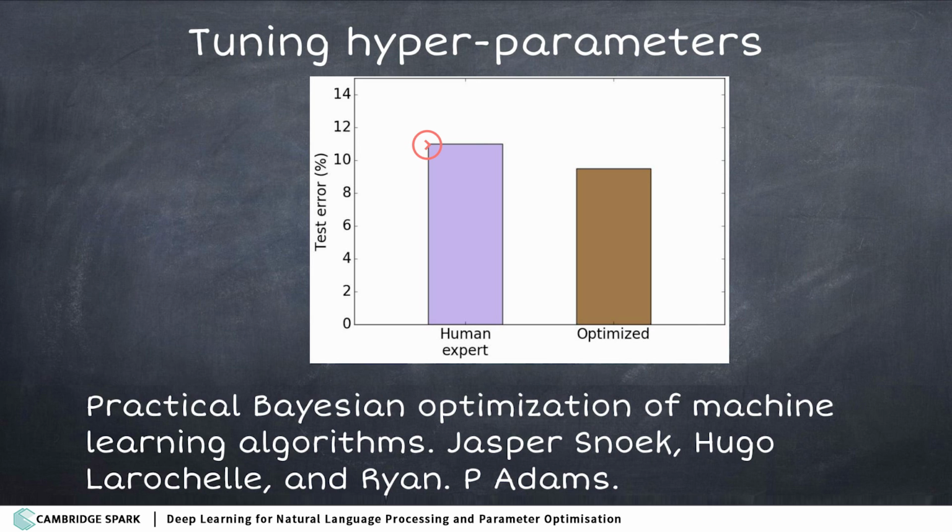So here I think the number is 11, and here we're at 9.5. And at the time, this was state of the art. People battled for 0.5%, and suddenly they just applied their black box method, and it was 1.5% better.